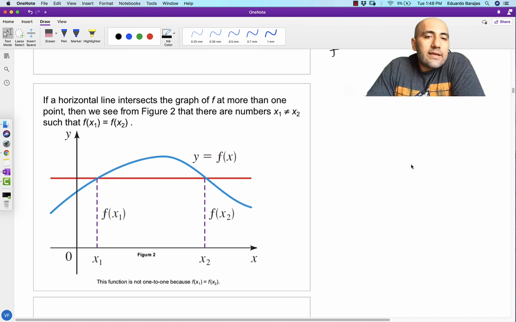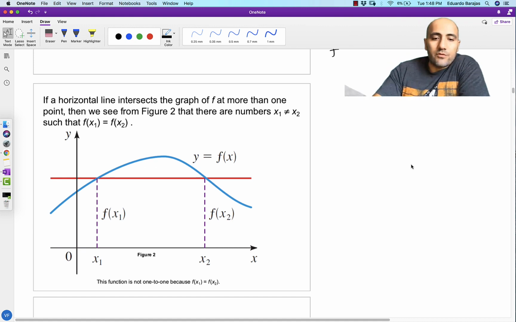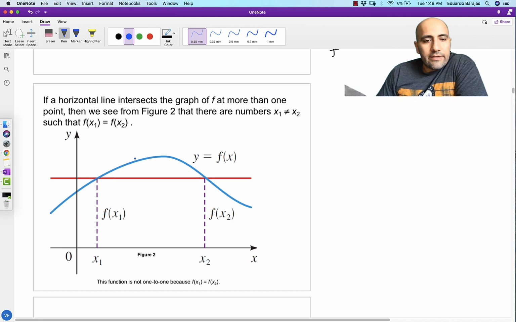So if a horizontal line intersects the graph of f at more than one point, then we see from figure 2 that there are numbers x sub 1 that do not equal x sub 2, such that f of x sub 1 equals f of x sub 2. Okay, so when we're looking at the graph of a function, this blue line here, in some cases it's useful to think of it as a curved line like this one. But in many cases it's useful to think of it as an infinite set of ordered pairs, right? There's just little ordered dots.